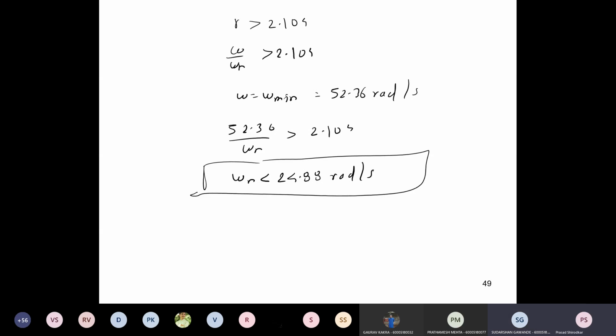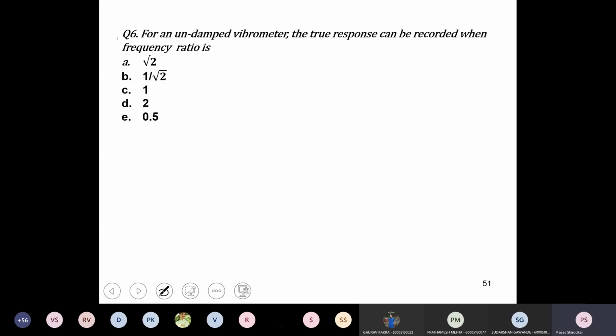Which question number? Can you post the scores? Pardon? After this, can you please post the scores? Yes. All right. Now let's go to this last example, question number 6.